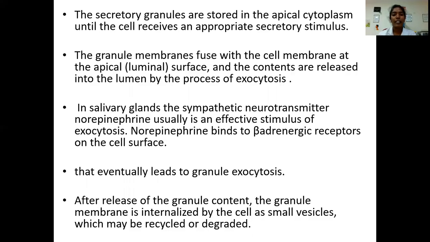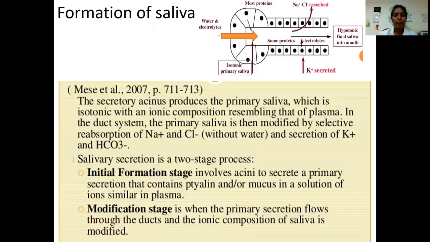In the salivary gland, the sympathetic neurotransmitter norepinephrine usually is an effective stimulus of exocytosis. Norepinephrine binds to beta-adrenergic receptors on the cell surface that eventually leads to granule exocytosis. After release of the granule contents, the granule membrane is internalized by the cell as small vesicles, which may be recycled and degraded. The formation of saliva.